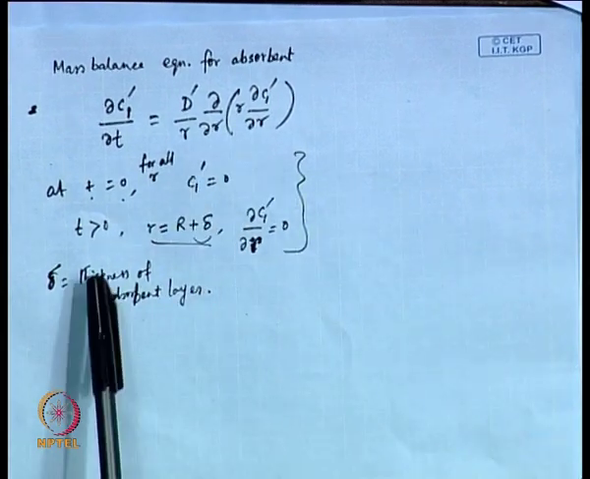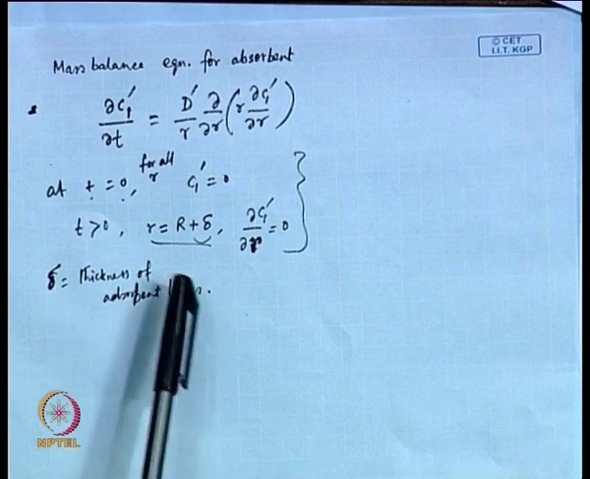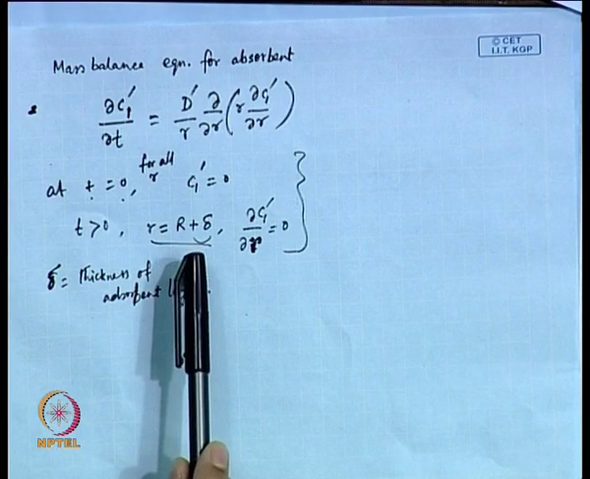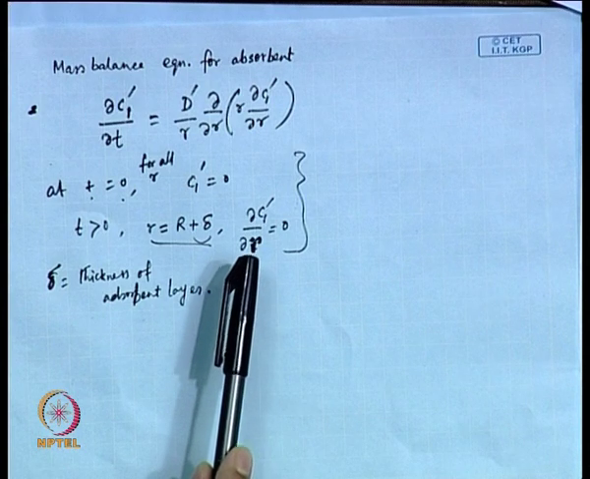So, C 1 prime is equal to 0 at t greater than 0 at the wall, that means beyond the adsorbent. I am not talking about R equal to capital R, which is the interface of gas and adsorbent, and R equal to capital R plus delta, which is the wall beyond the adsorbent. There isn't any diffusive flux there, that is the end of the story, because nothing can pass through.